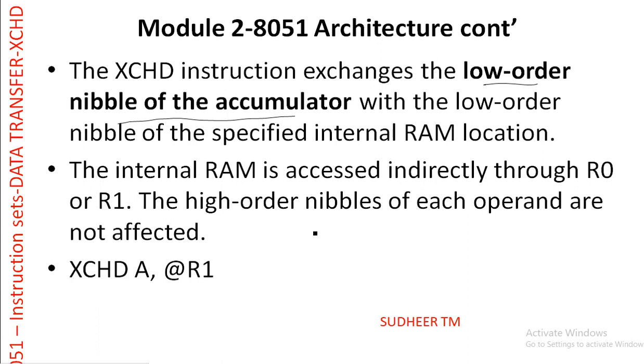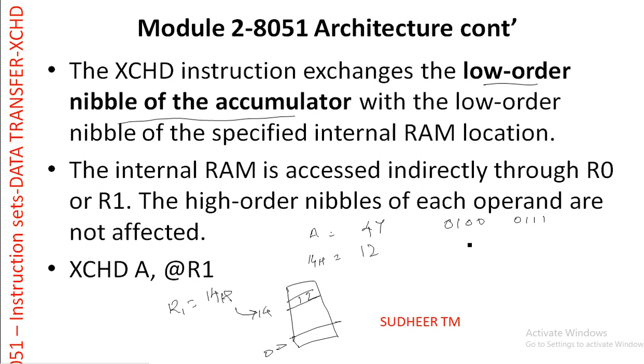XCHD A, @R1. So we have our accumulator, say 47. How is 47? 4 is 0100 and 7 is 0111. Now we have R1 equal to, say, 14H. So we have the memory here. First location 00, then we have 14 here. Suppose we have 12 here. So R1 is 14, so 14 is indicated by memory location 14. Then 14H is having the data 12.